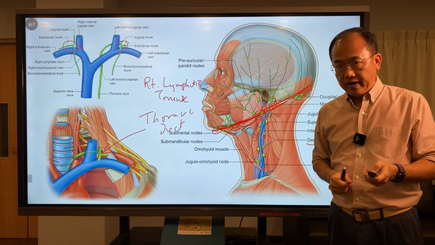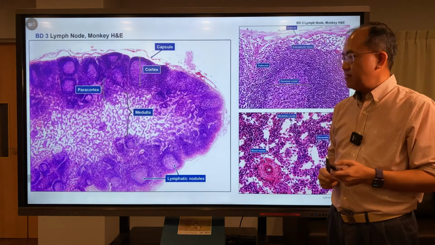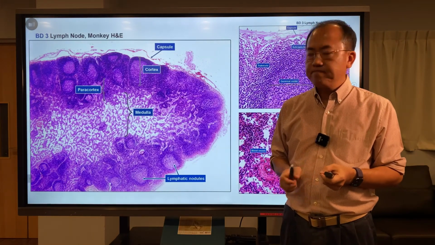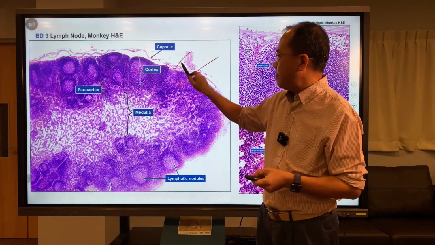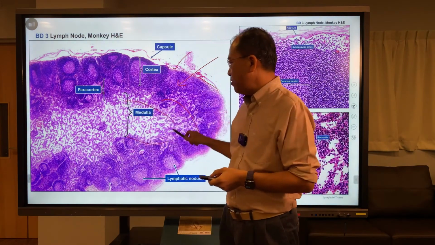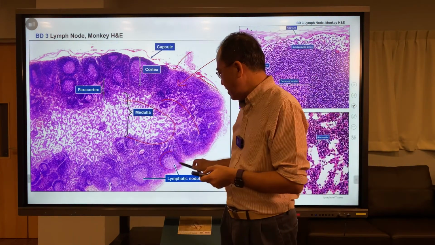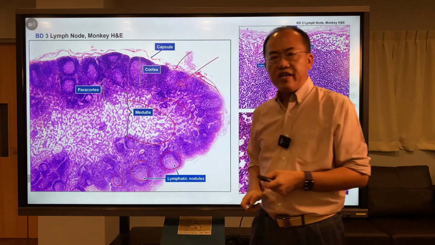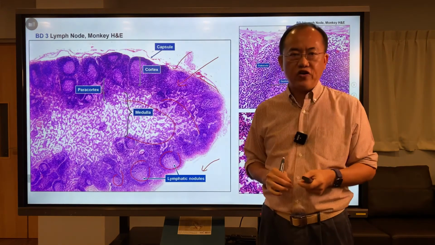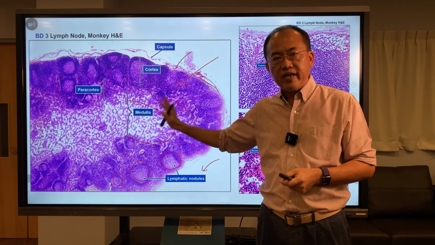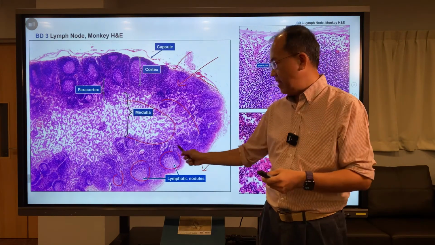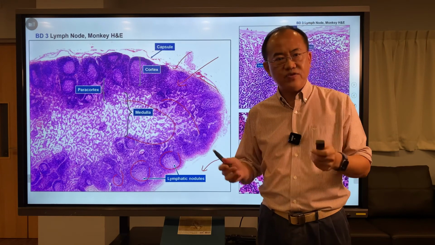And of course, we expect you to be able to recognize lymph nodes under the light microscope. It has a capsule, of course, then it has a cortex. Then the lighter color here will be the medulla, and in the cortex you can see aggregations of lymphocytes at different maturations. We call them the lymphatic nodules. So we expect you to be able to recognize lymph nodes under the light microscope and know what type of lymphocytes are found in different parts of the lymphatic nodules, the germinal center, and so on and so forth.